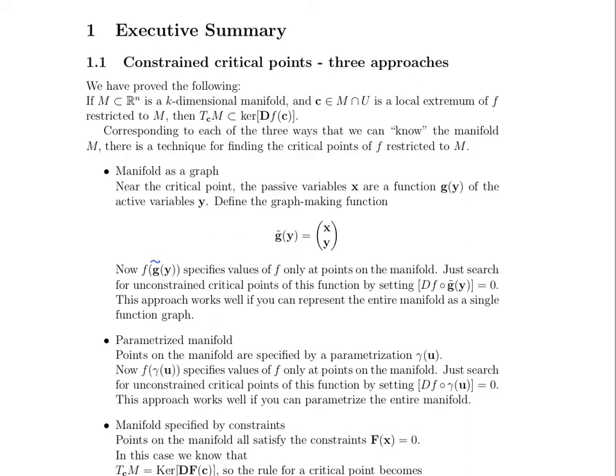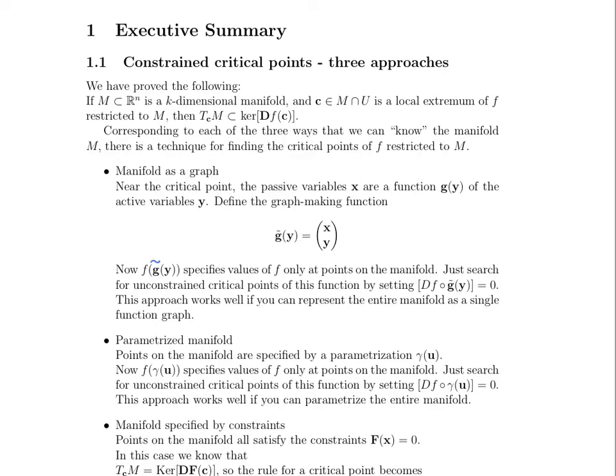The points of the manifold are specified by that parameterization. So f composed with gamma of u specifies values of f only at points on the manifold. That's sort of the same as doing f composed with g tilde of y. F composed with gamma of u is the range of all the function values that you could get from points on the manifold. And so to search for critical points, we now want to take the derivative of this composition. So it's d(f composed with gamma), setting it equal to 0, and solving.